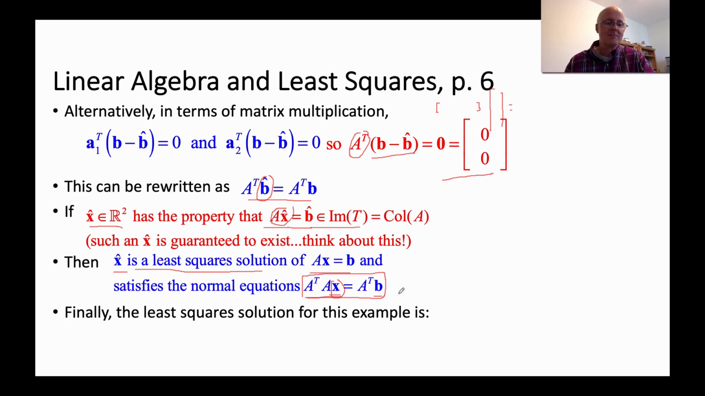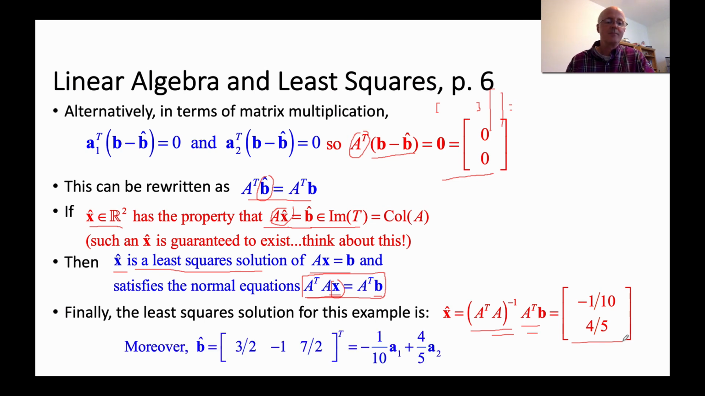What's the answer? In this example, the least squares solution is found by multiplying both sides by A transpose times A, quantity inverse, on the left. If you multiply it on the left, you get just X. If you multiply it on the right, you get this times this. And you can check, it simplifies to negative 1/10 and 4/5, a two-dimensional vector that is the least squares solution. Moreover, this is not required, but just to emphasize, B hat itself turns out to equal this. You could double check that.